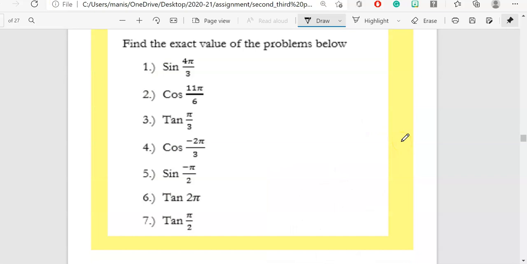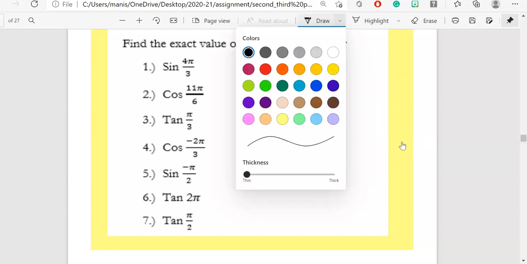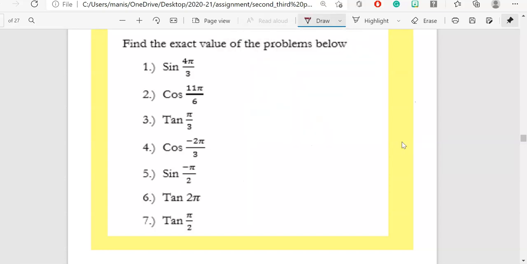Now this is a different question over here. It says find the exact value of the problems below. I will use the unit circle, but in this case these values are in radian. Okay, you remember at the beginning of this session I told you all pi means what? Pi means 180 degree. So what will happen over here is, if you change this, your next step will look like this: sine 4 times 180 divided by 3. So when you simplify this further, it will give you sine of what? 240 degree.